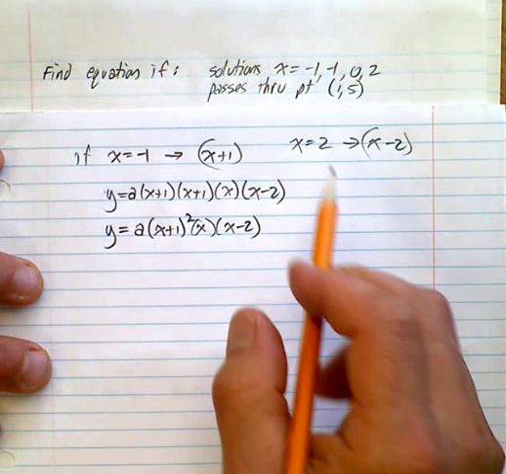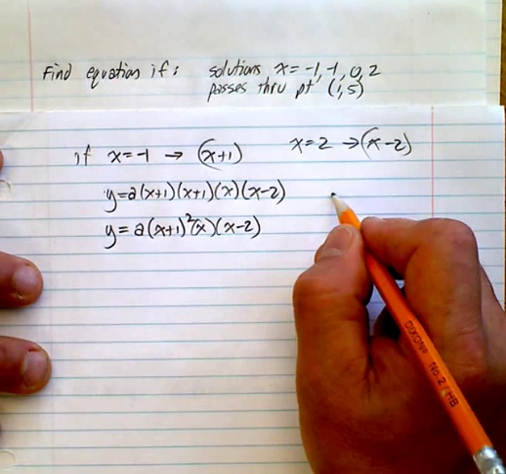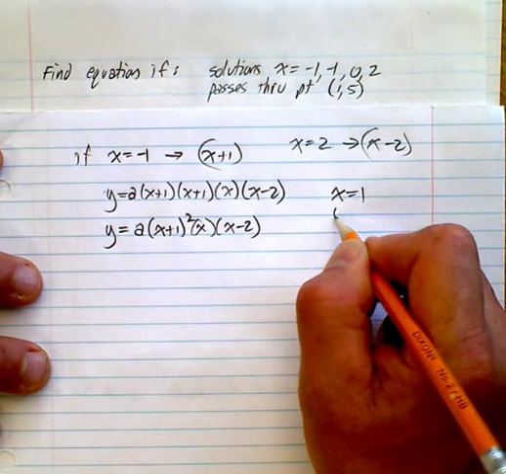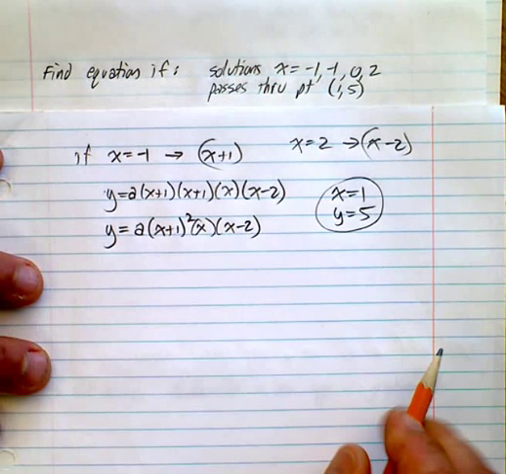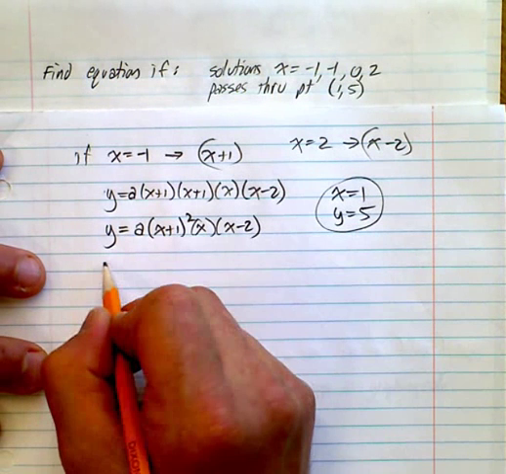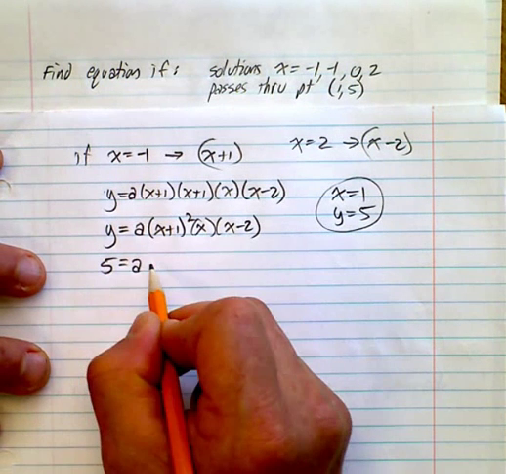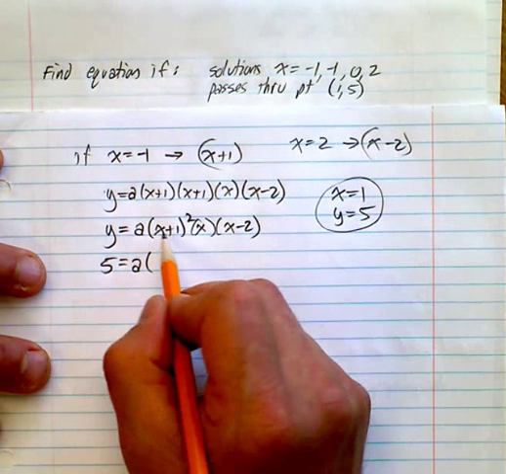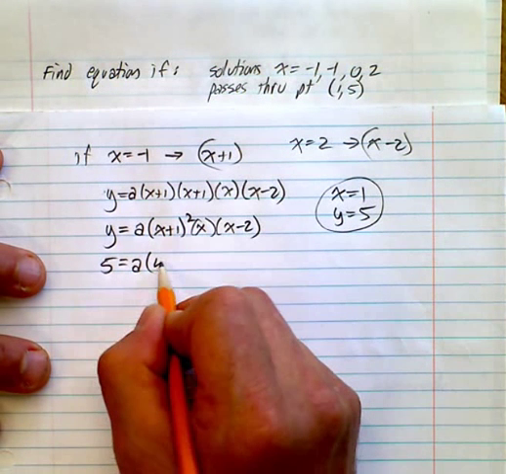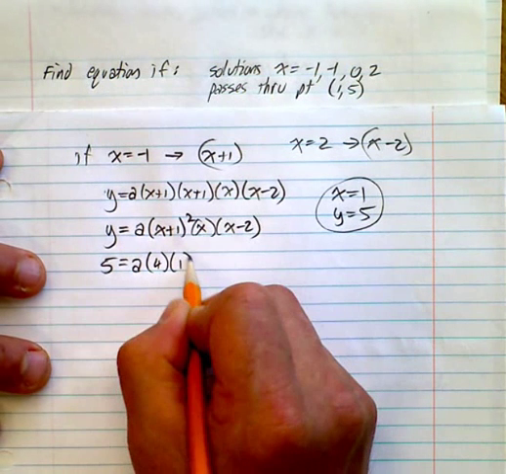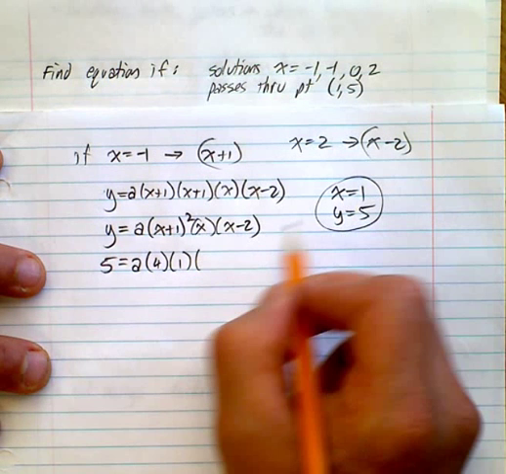Now, it says it goes through the point (1, 5). That means your x is 1 and your y is 5 in this situation. So why don't you put those values in? We'll put the 5 in here, we'll put an a here, and we'll put a 1 in here. 1 plus 1 is 2. 2 squared is 4. Times 1, which is your x, times 1 minus 2, which is -1.